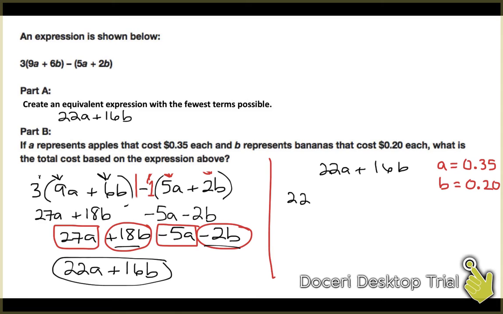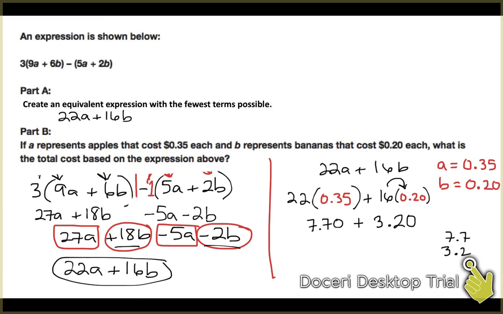I have 22 times 0.35, and then I have 16 times 20 cents. Alright, so now I'm going to take 22 times 0.35, and that gives me $7.70. And then I'm going to do 16 times 0.2, which gives me $3.20. Okay, now I can add those two together, and I just have to line up the decimals to get $10.90. And that's my answer for part B. That's my total cost.